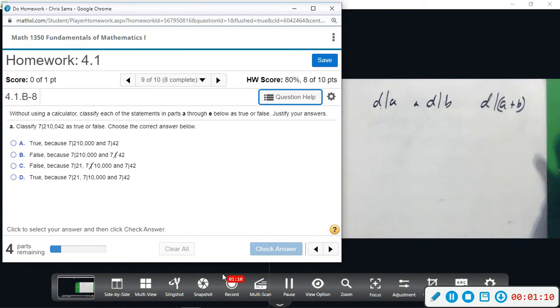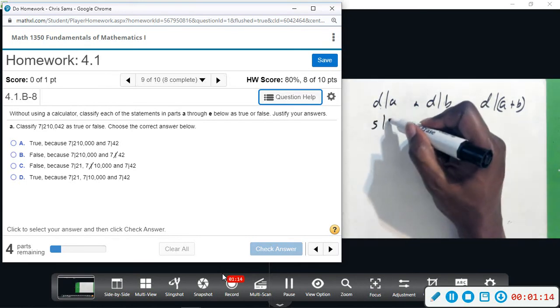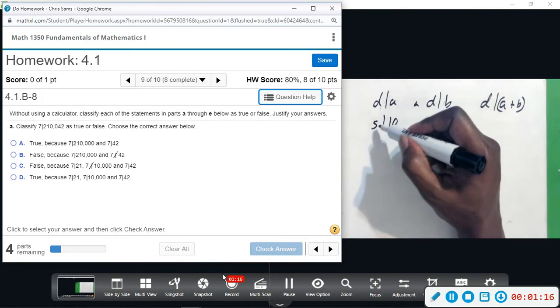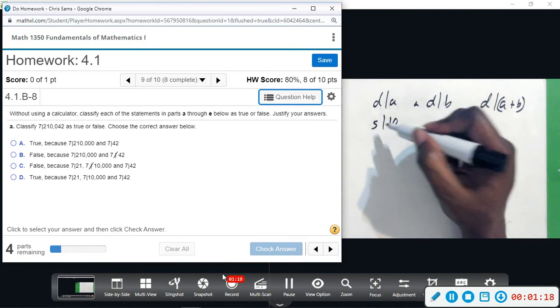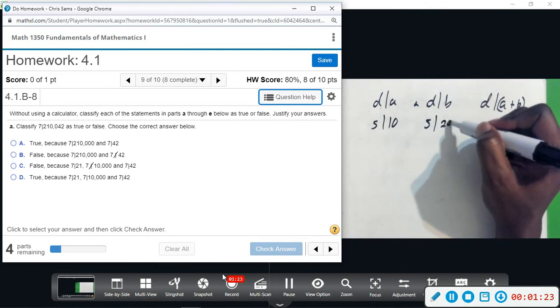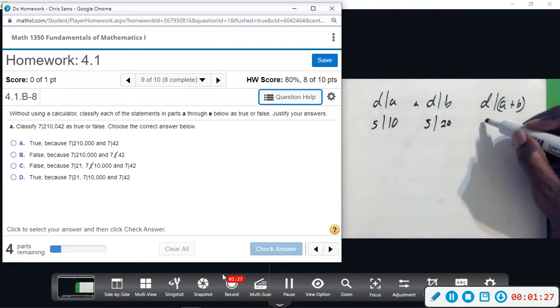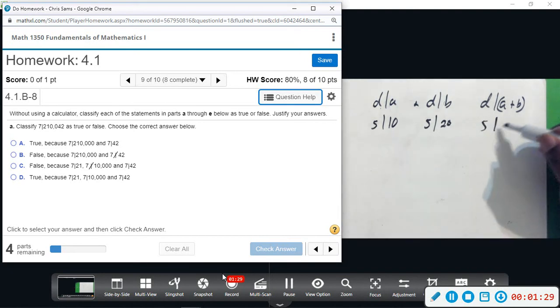So just hypothetical, let's say that D is 5, let's say that A is 10. 5 will divide 10, it goes in there twice. Let's say this is 5, and let's say this is 20. 5 will also divide 20, goes in there 4 times. 5 will divide 10 plus 20, which is 30. So this is the concept that we're going to use for these problems.